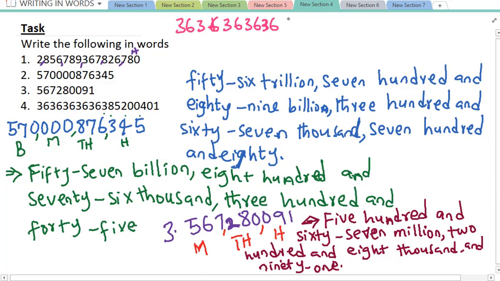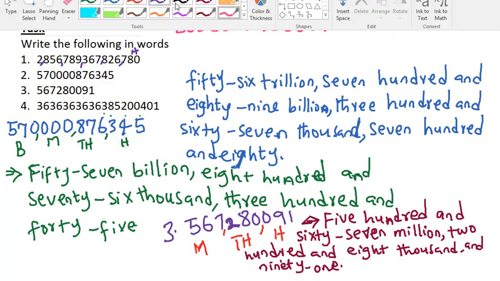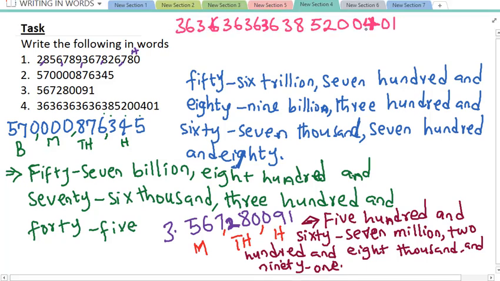Then 3852, 00401. Okay, so let's count. 1 2 3, we cut. 1 2 3, we cut. 1 2 3, we cut. 1 2 3, we cut. 1 2 3, we cut. 1 2 3, we cut.